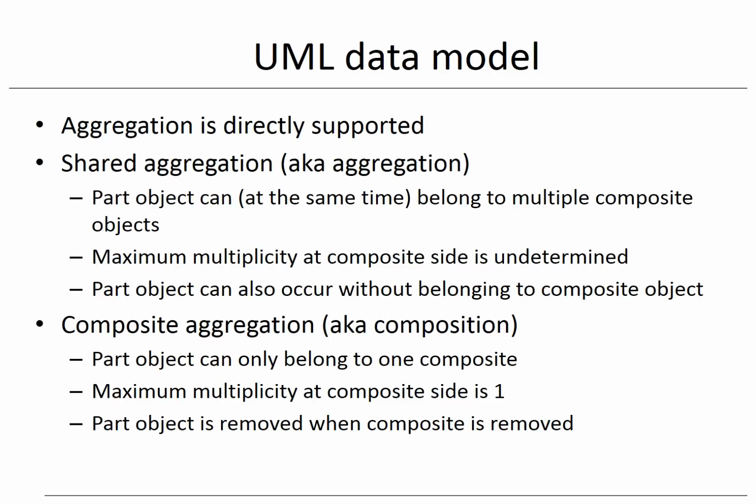In composite aggregation or composition, the part object can only belong to one composite. The maximum multiplicity at the composite side is 1. This represents a tight coupling between both classes, and the part object will be automatically removed when the composite object is removed.